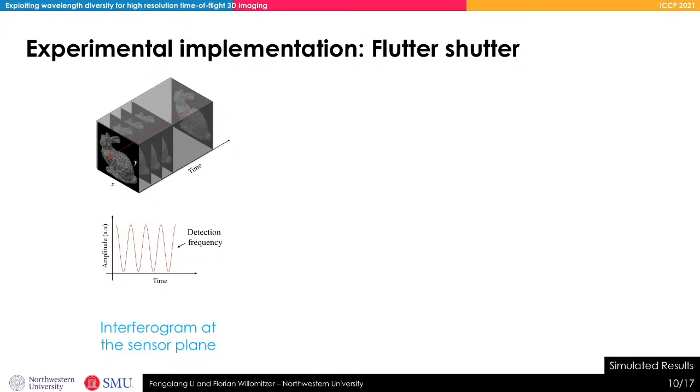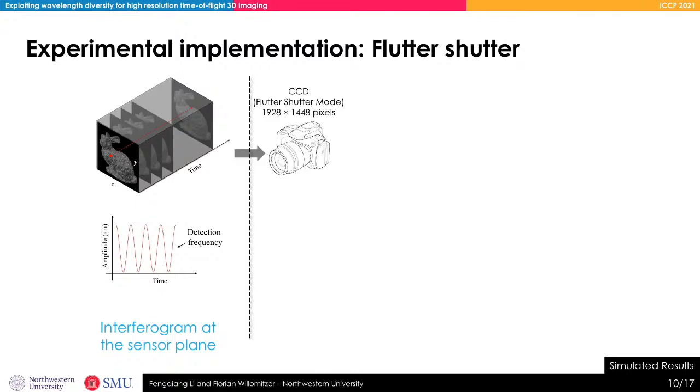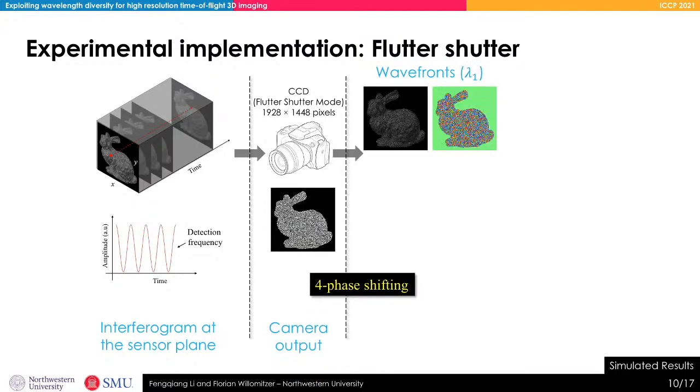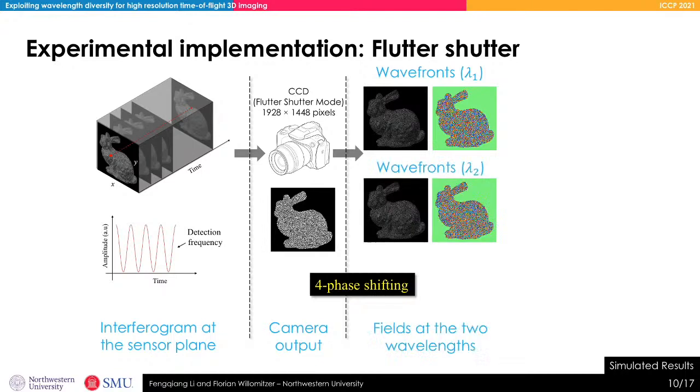To increase the spatial resolution, we then implemented a capture system with a flutter shutter camera. Flutter shutter is a special operation mode of a CCD camera. It works similarly to a lock-in camera. The flutter shutter camera captures the interferogram in front of the sensor plane. After one exposure, it outputs an intensity that encodes depth information. We use the full phase shifting method to estimate phase and amplitude of the wavefront for a single wavelength. We sequentially estimate the wavefront for lambda 1 and lambda 2.